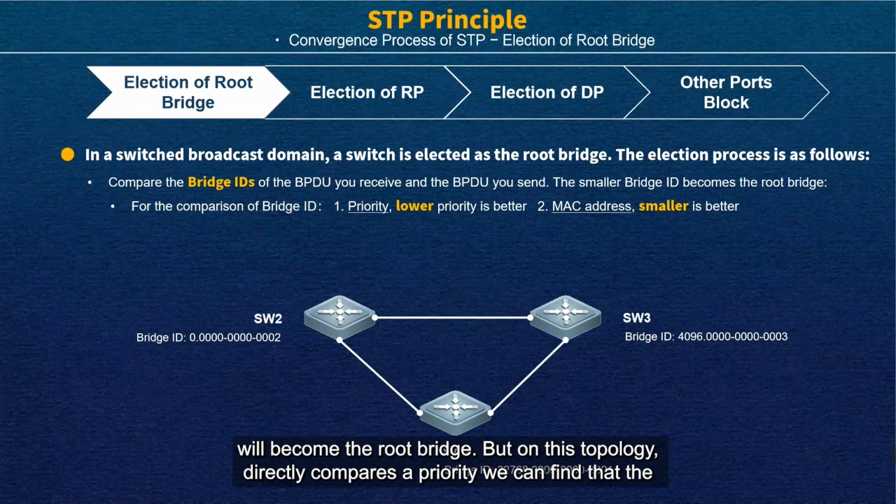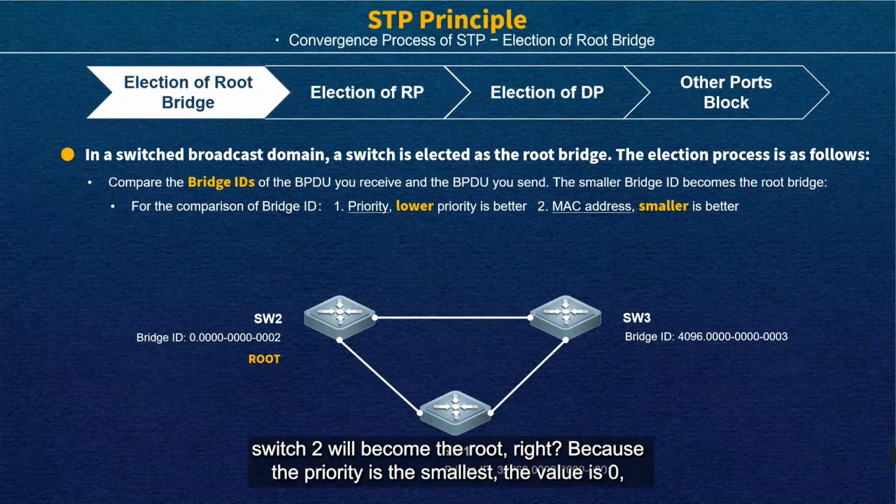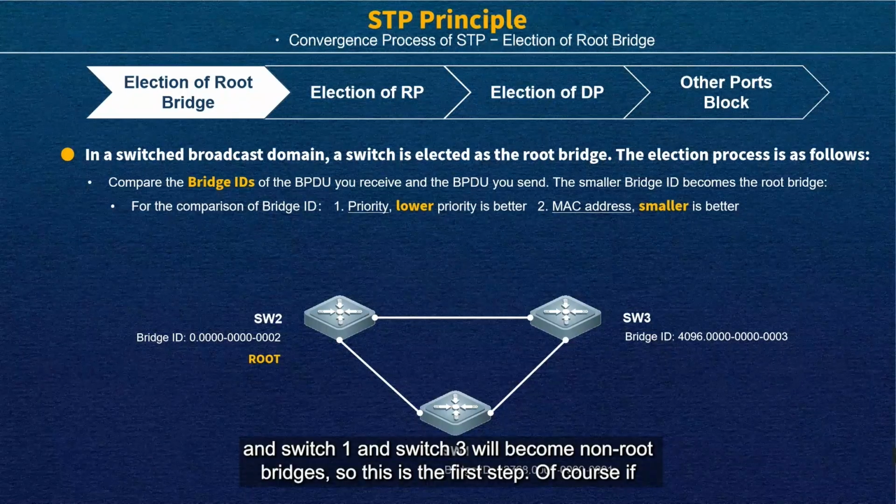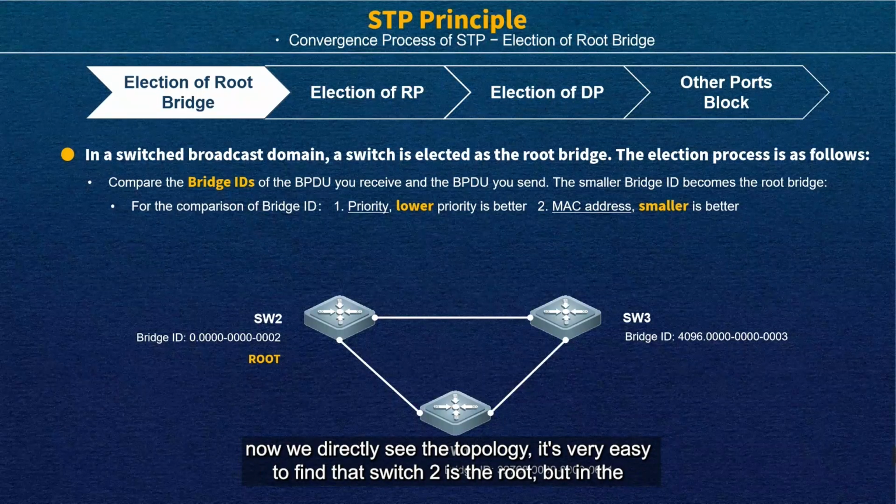But on this topology, by directly comparing the priority, we can find which switch will become the root. Switch 2 will become the root, right? Because its priority is the smallest, the value is 0. And switch 1 and switch 3 will become non-root bridges. So this is the first step. Of course, if we directly look at the topology now, it's very easy to see that switch 2 is the root.